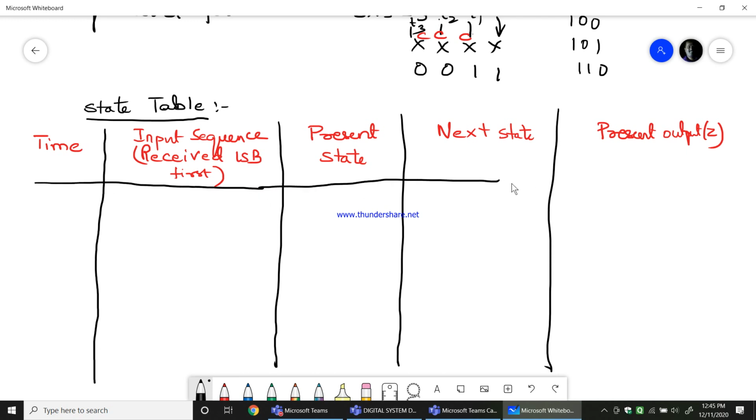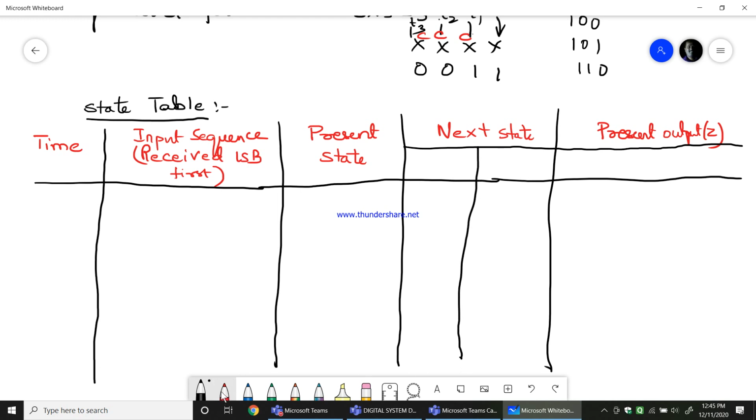So when we have the next state and the output, we will have the next state based on two inputs, right? One is at x equals 0 and one at x equals 1. Similarly, the output will also be two outputs that we get, at x equals 0 and at x equals 1. Okay. Now time T0, what would be the case?